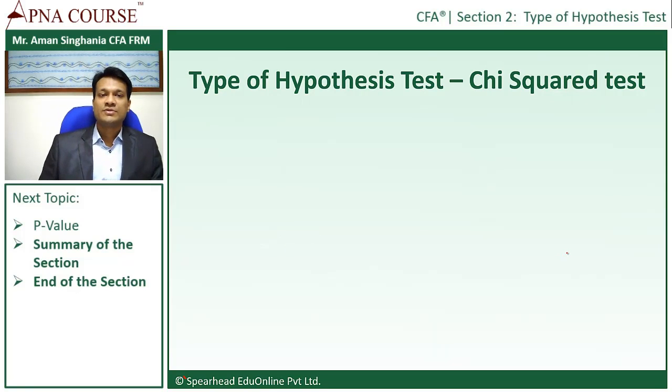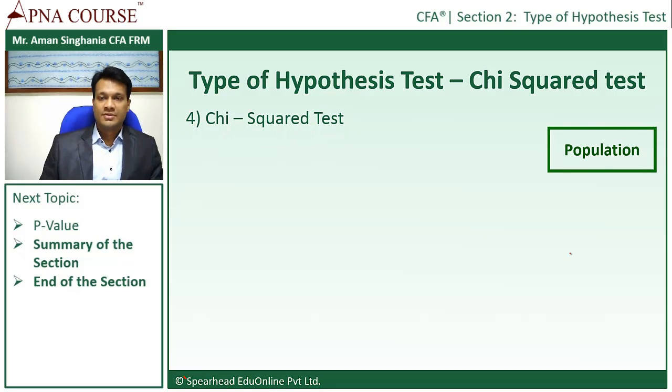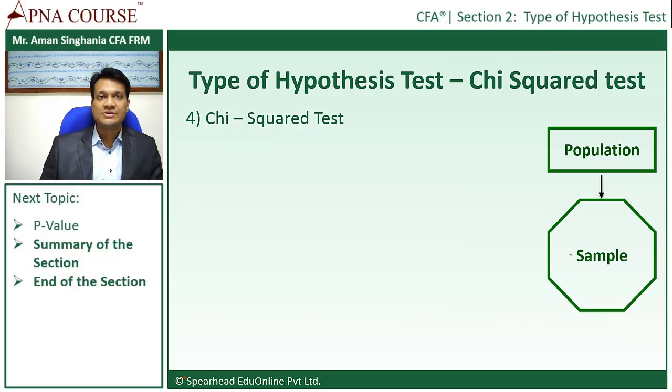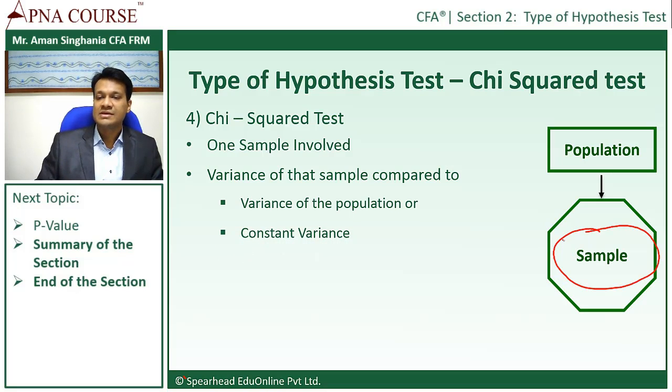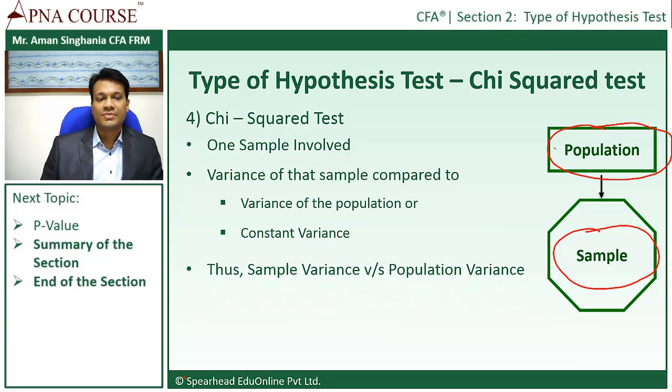Let's look at another type of hypothesis test, which is the chi-squared test. In a chi-squared test, there's one population out of which a sample is drawn, which means there's one sample involved. What we're testing is the variance of that sample as against the variance of the population, or a constant variance. So we are comparing the volatility of the sample with the volatility of the population, or a constant volatility. So it's sample variance versus population variance.